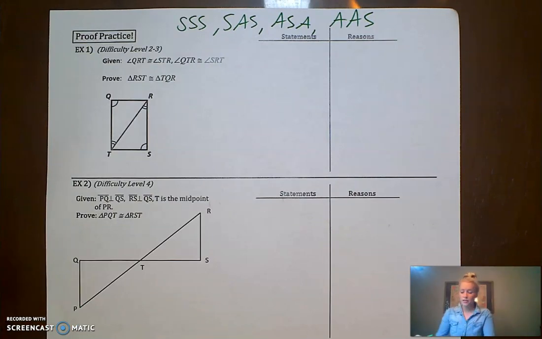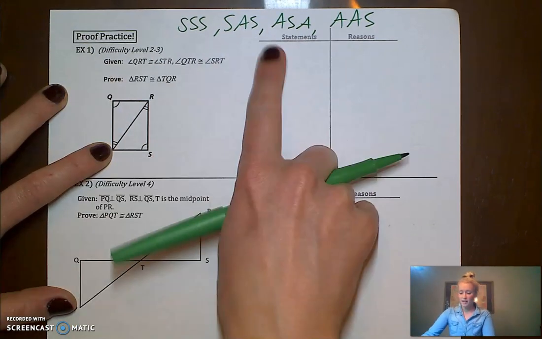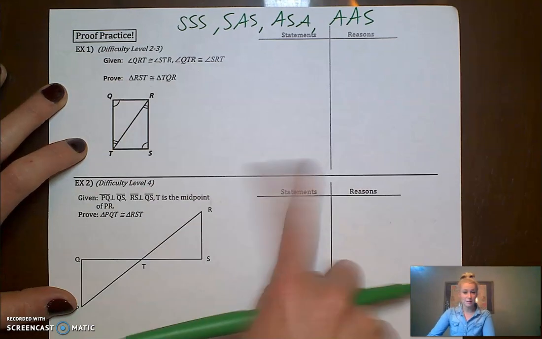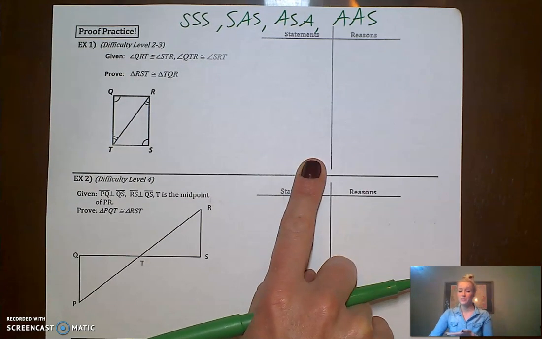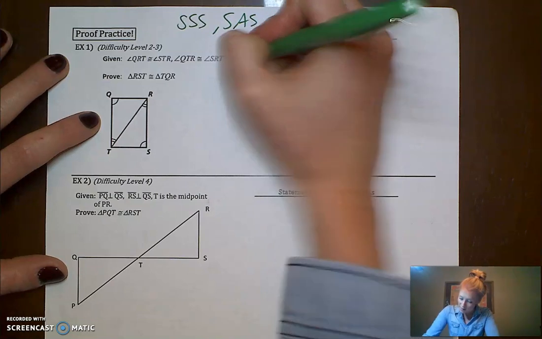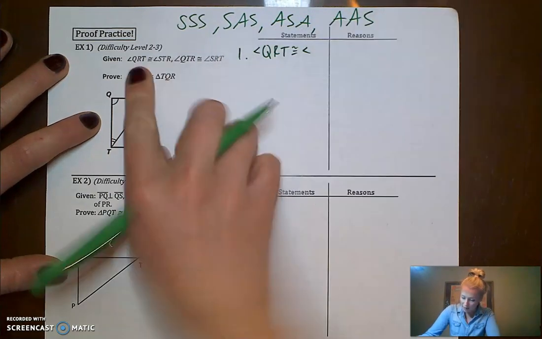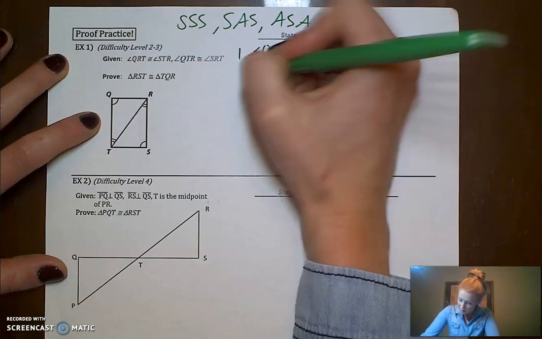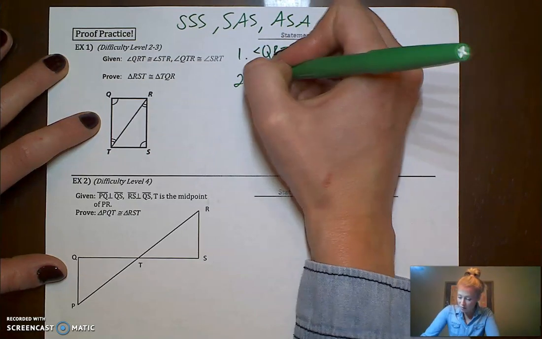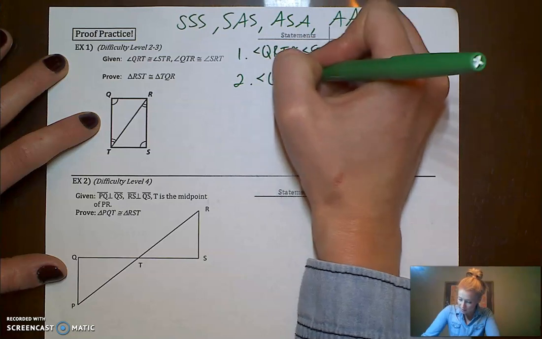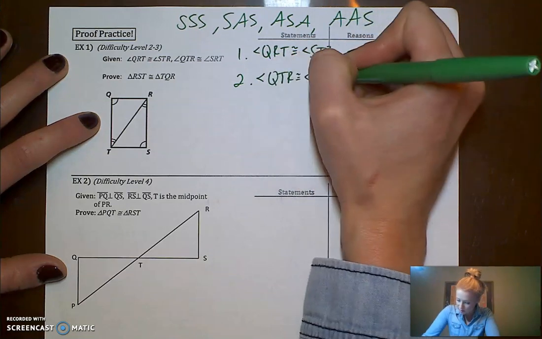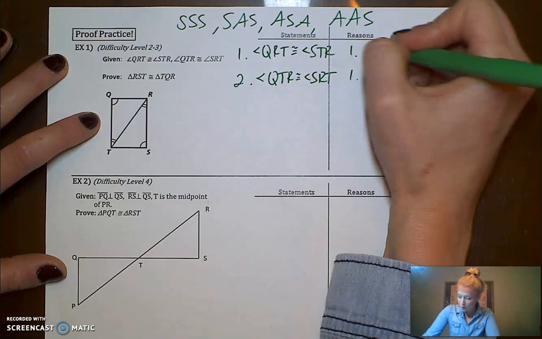Now, you always start your proof with the given. So I just copy it in there. You always end with what you're trying to prove. So maybe let's just get the outline going. I'm going to say, okay, I know what I'm given. Angle QRT, STR. I'm actually given 2 things here. So I'm going to list them as 2 different statements. Both were given.